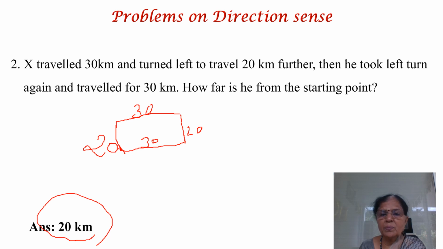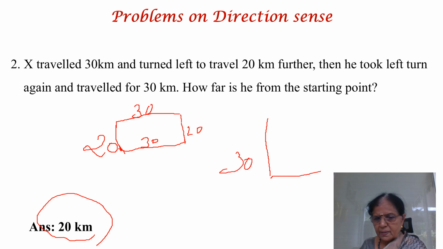Only thing you should draw, even if you want to draw in some other direction. Suppose he comes this way. See, he started here and walked 30 kilometers towards south. Suppose we say it's towards south, downward, 30 kilometers. And then he turned left. So while coming this way, facing down, left is this side. So he traveled 20 kilometers. This is 30. And here it is 20. And then again he took a left turn. Again he traveled 30.